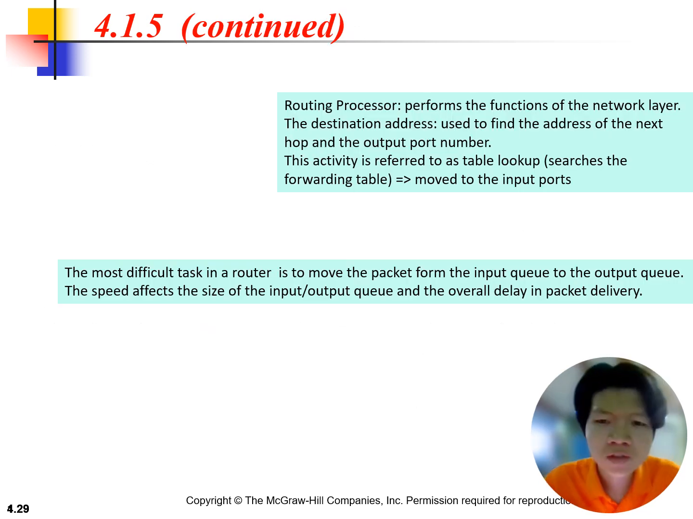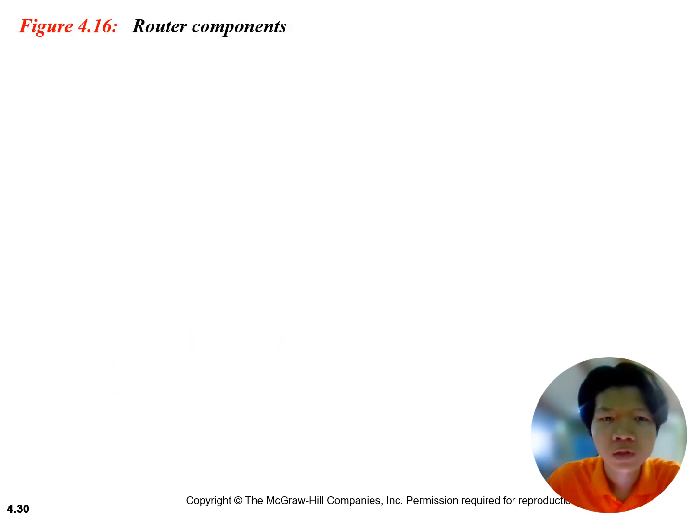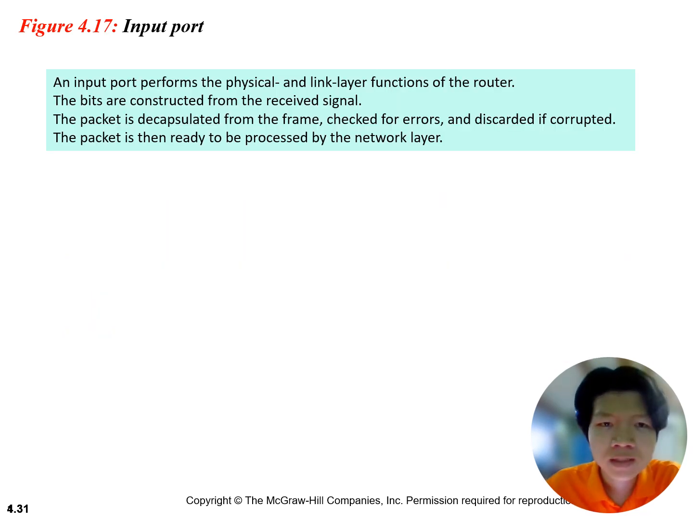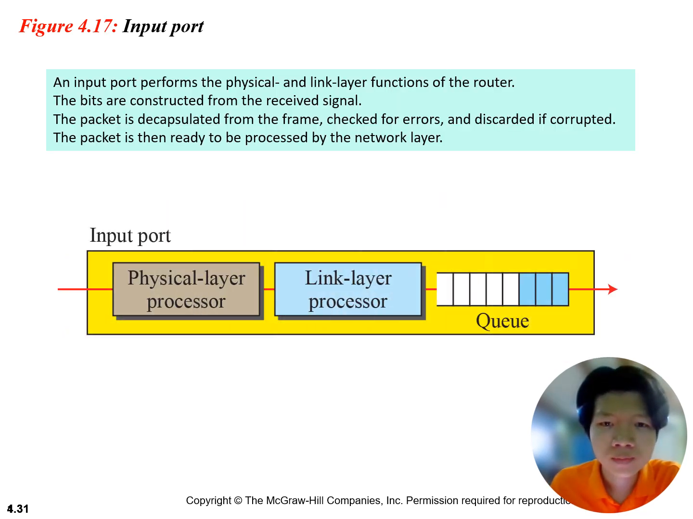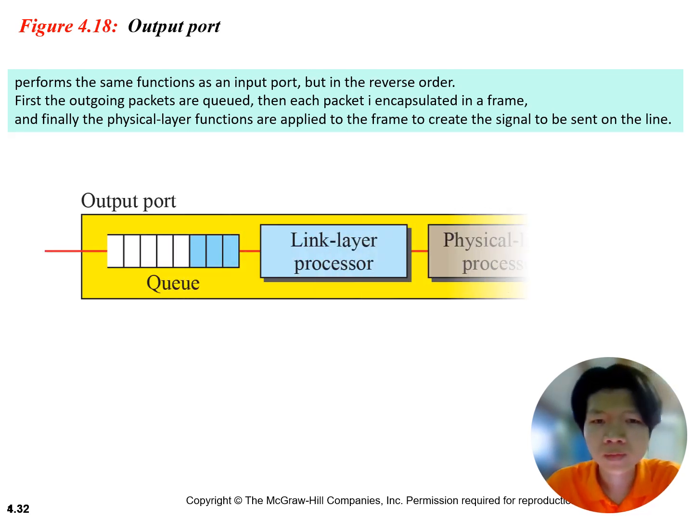The structure of the router has components: input ports, output ports, the routing processor, and switching fabrics. Here is a figure of router components. Here is the input port. This is a figure of the output port.